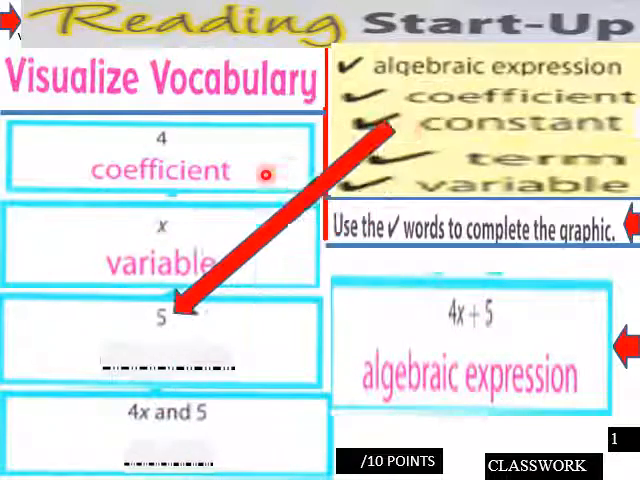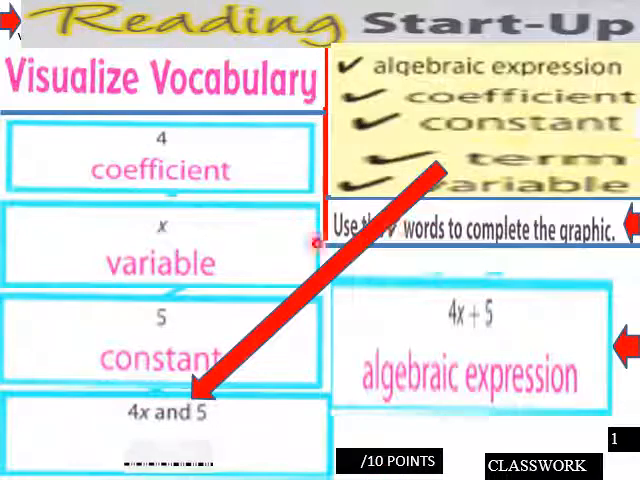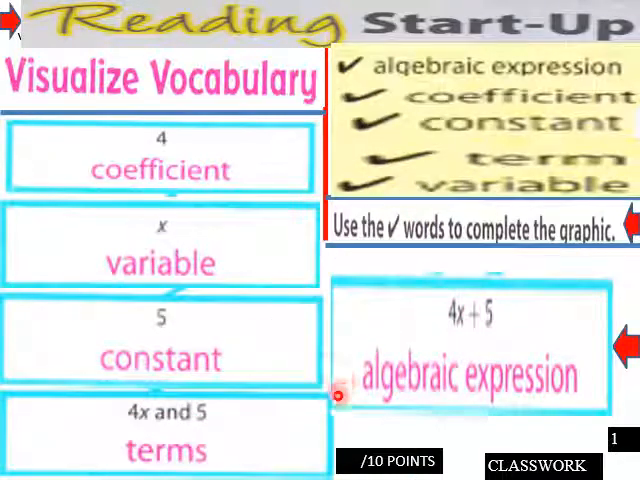5 would be what? It would be the constant. 5 is the constant in this algebraic expression. And then 4x and 5 would be what? It would be a term here. 4x and 5, each one of these is a term. Here's a term. Here's a term. They're two separate terms within this algebraic expression, separated by this addition sign. So 4x and 5 are terms.